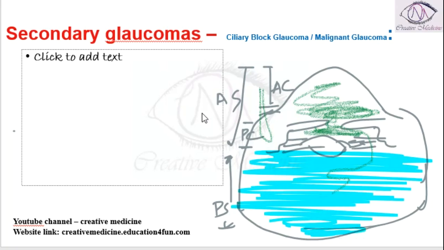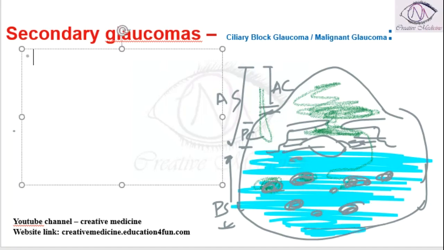Now along with this vitreous humor, pockets of aqueous humor will also be seen. So there will be development of pockets of aqueous humor in the vitreous humor, thus increasing the intraocular pressure, causing ciliary block glaucoma or malignant glaucoma.